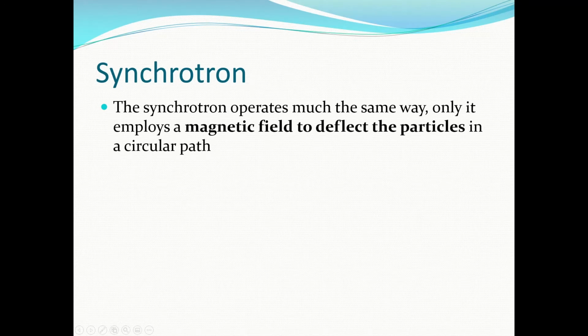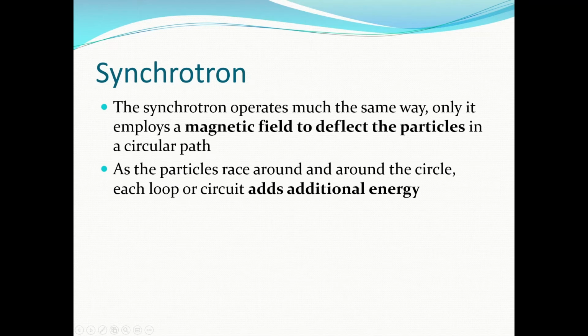A synchrotron operates the same way, only it uses a magnetic field to deflect the particles in a circular path. We know that magnetic fields cause charged particles to deflect. As the particles race around the circle, each loop adds additional energy, so they can go faster and faster each loop.